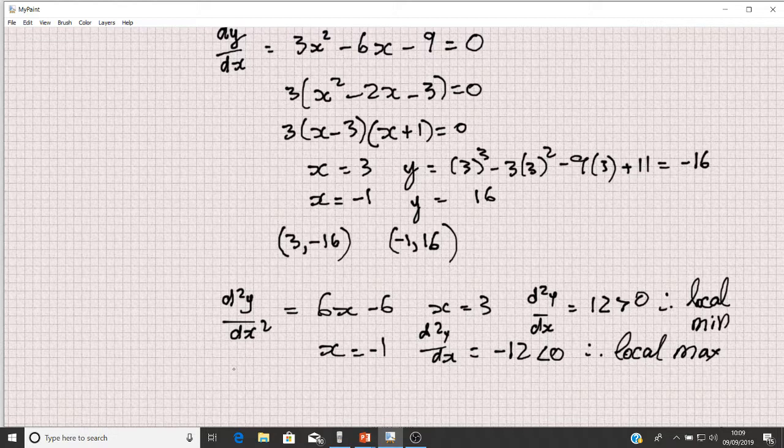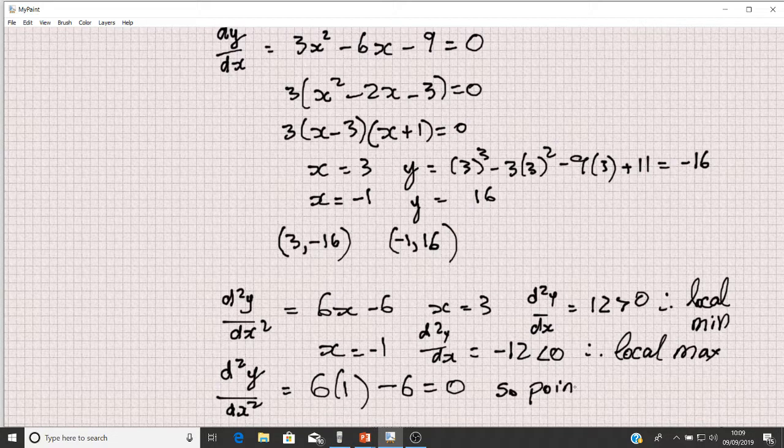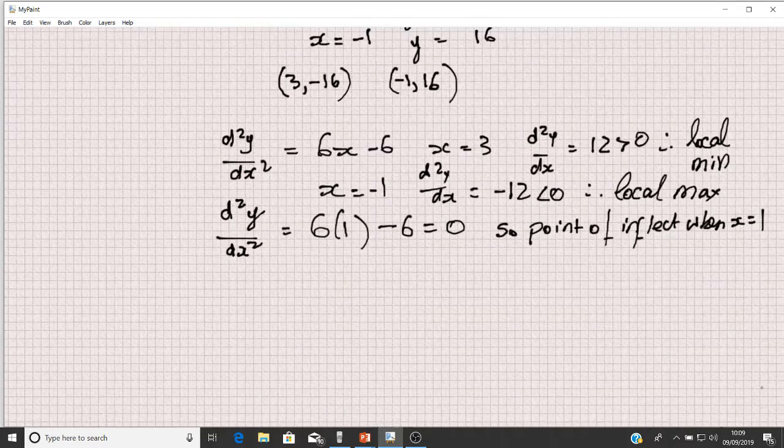And finally, to show there is a point of inflection, when x equals 1, the second derivative is 1 minus 6 equals 0. So we can say point of inflection when x is 1. Okay, so that's the second example. Let's move on to the final example.